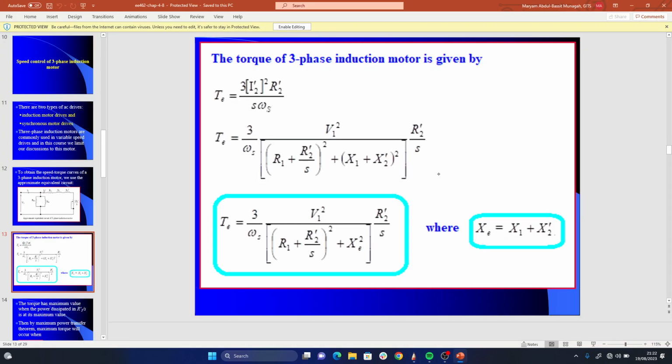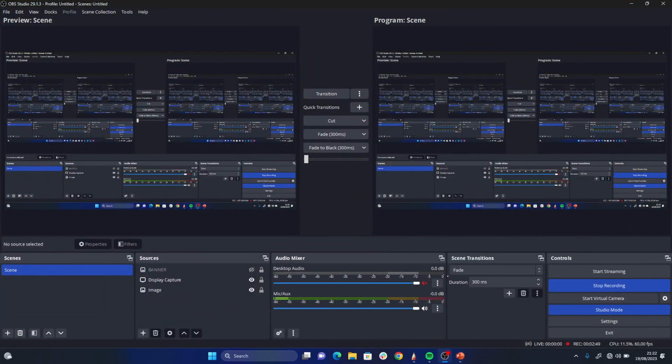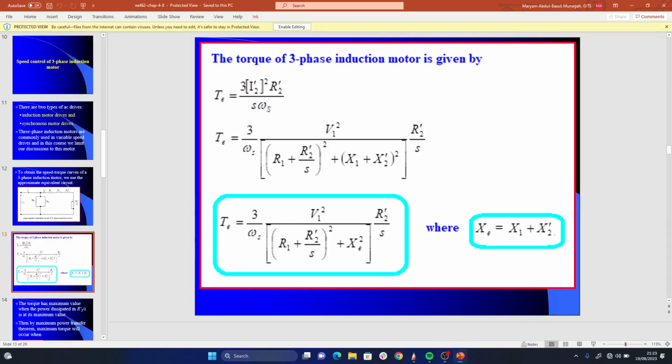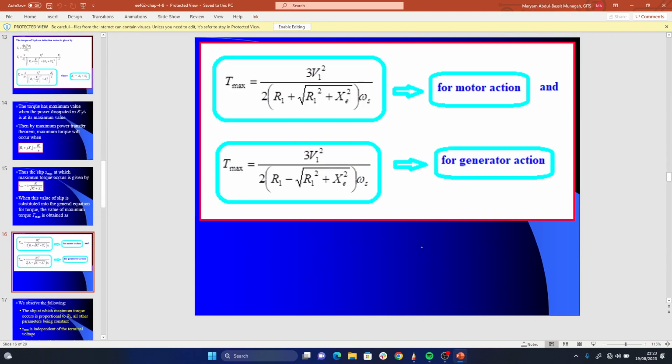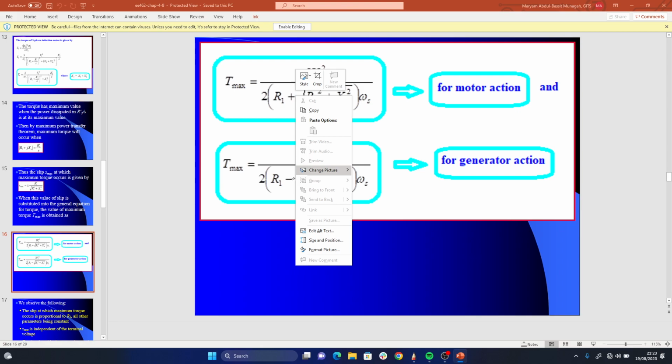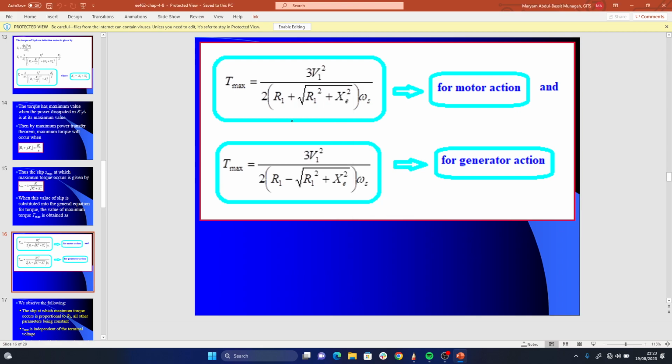So we've done all these formulas already in the previous video, so just go and refer to it, okay? We have this formula here, the T max formula. Here we do a plus and a minus. The plus is for motoring, the minus is for generating. That's the next thing to note.